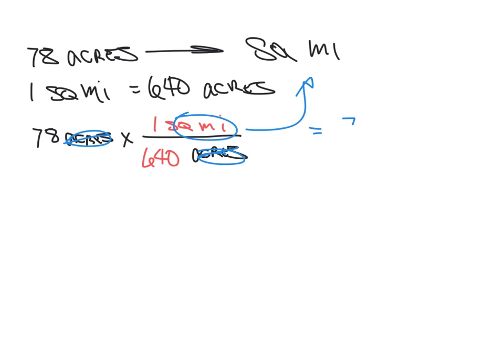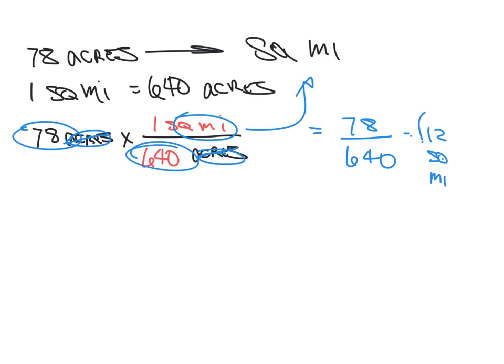So now I take 78 divided by 640 because this is on the bottom and this is on the top. And that gives me 0.12 square miles.